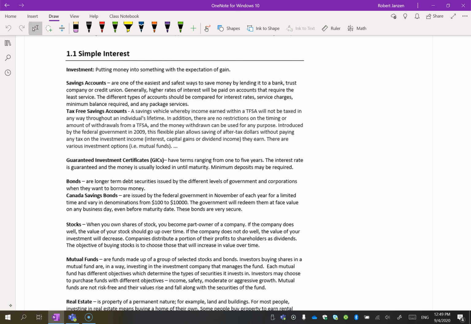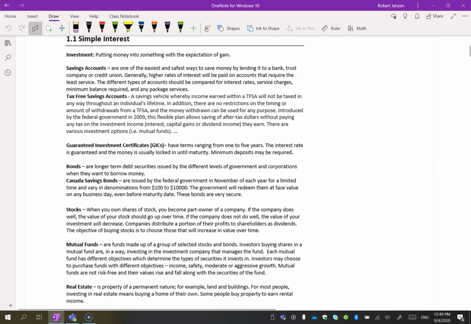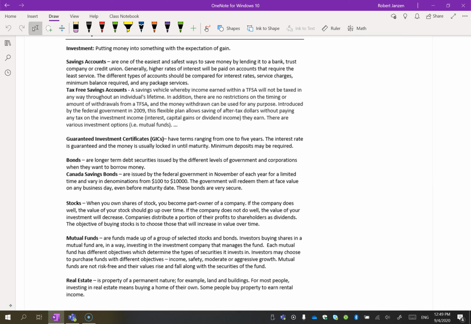And the reason for that is the entire unit is about making money. How do you earn money through interest and investments and things like that. All right, the first lesson is on simple interest. Before we start that, I have a bunch of definitions for you, and you should become familiar with this language.